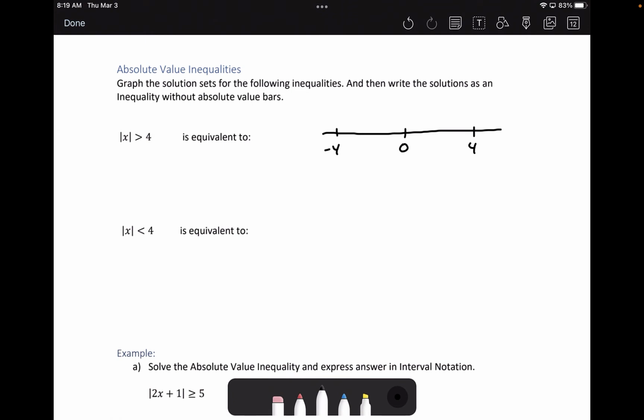We have two places where the distance is 4. So the distance from 0 here is 4. The distance from 0 on the left is also 4. But we want our distance from 0, that absolute value, to be greater than 4. So we actually want this region here that is bigger than 4. And we also want this region here that is bigger than 4. So we're actually looking for x to be less than negative 4 and for x to be greater than positive 4.